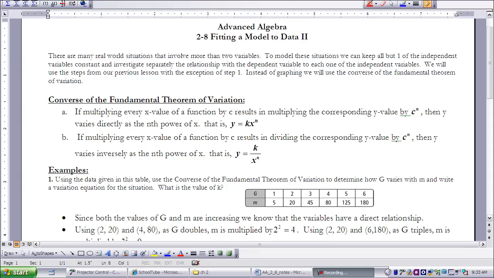We'll use the steps from the previous lessons, as I said, but instead of graphing, we're going to use the converse of the fundamental theorem of variation. I'll read that to you now.